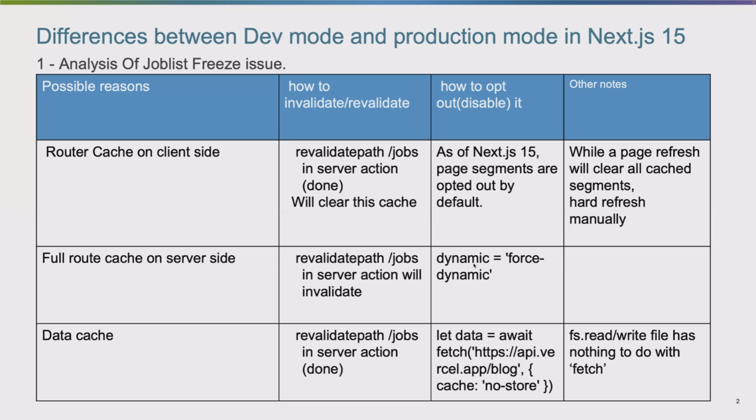I also use dynamic equal to force-dynamic on all pages in my root layout page. So all of the pages will be dynamic pages, so it totally opts out of the full route cache.